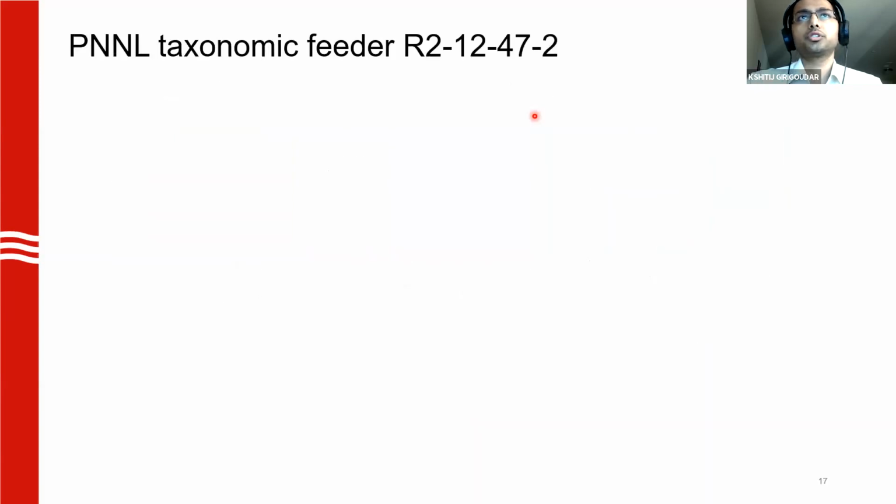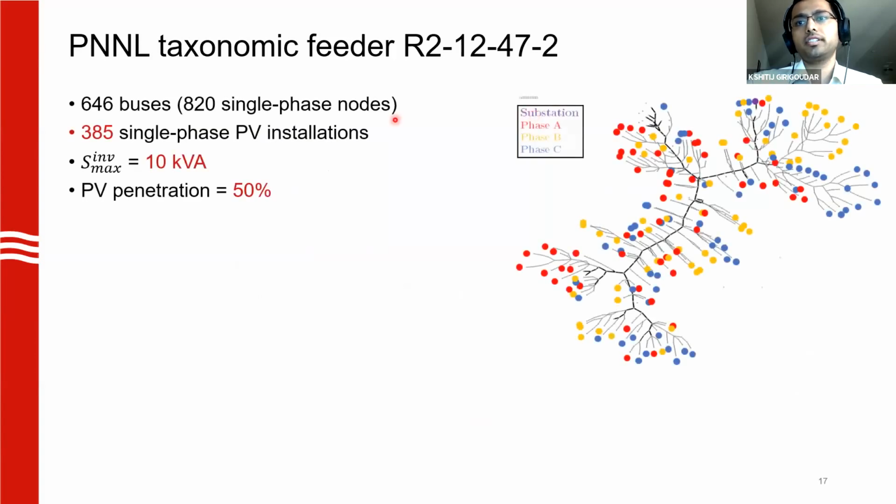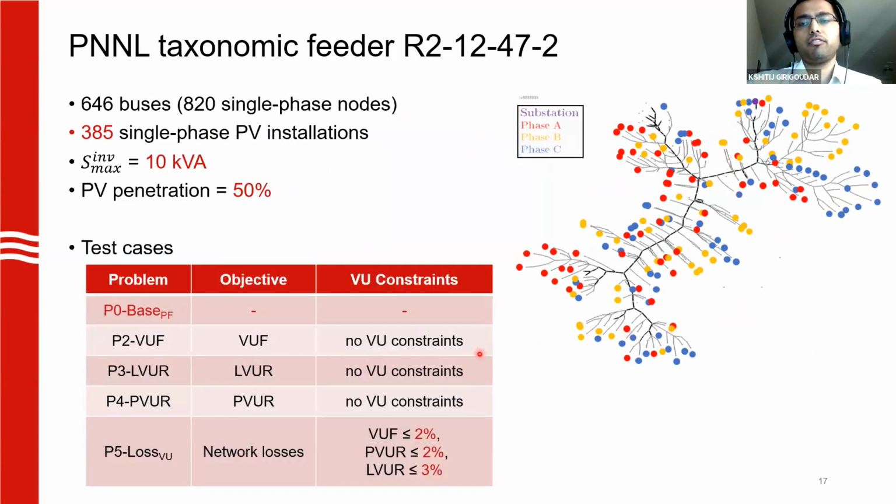So now I'll show you results of a slightly bigger feeder. So this is an 820 single-phase node feeder. It's a taxonomic feeder, and we have modified it to add 385 single-phase PV installations, as shown by all the colored dots. The PV penetration level is now around 50%. We have similar 5 cases as before. The only difference here is the base case. So our base case here is just a power flow solution solved using Newton-Raphson. So there's no optimization involved in this case.